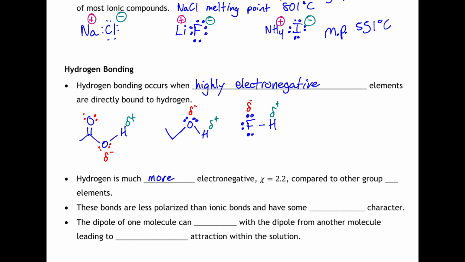Hydrogen is a lot more electronegative than other group 1 elements. Like if you look at the column where hydrogen is, column 1 with lithium, sodium, and potassium.